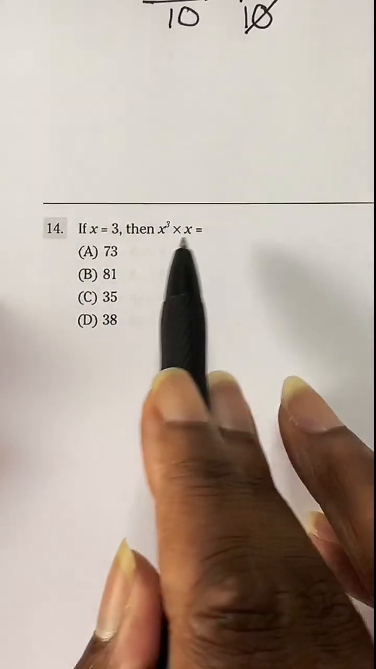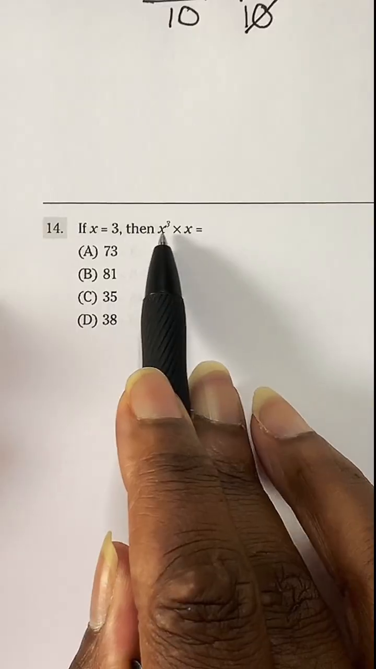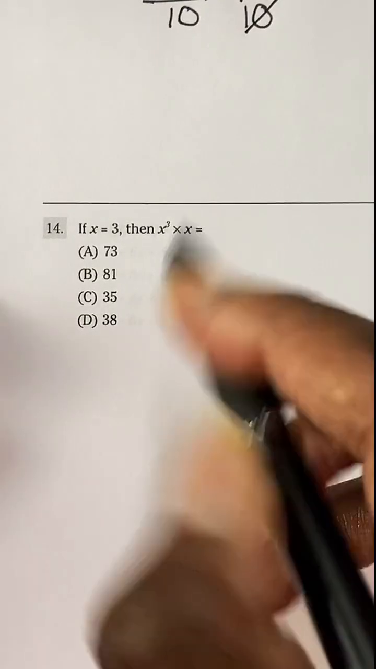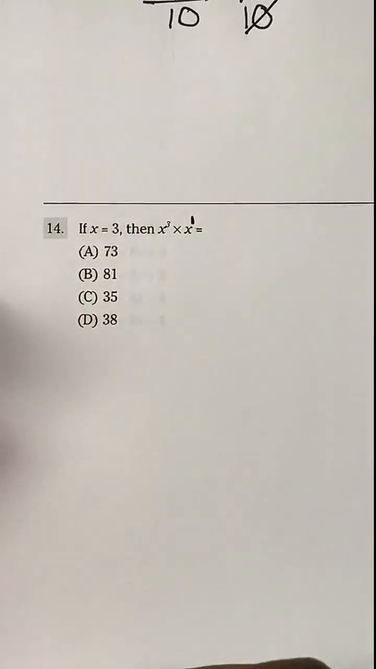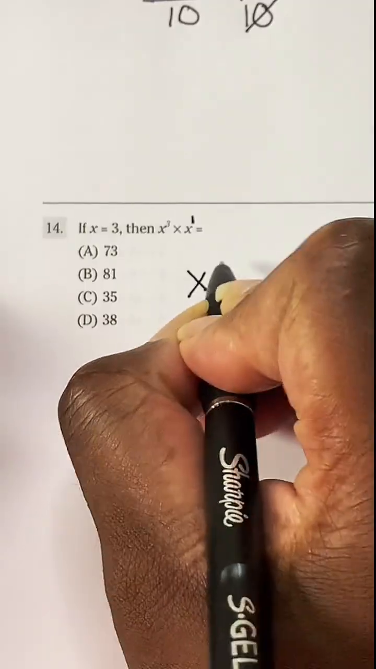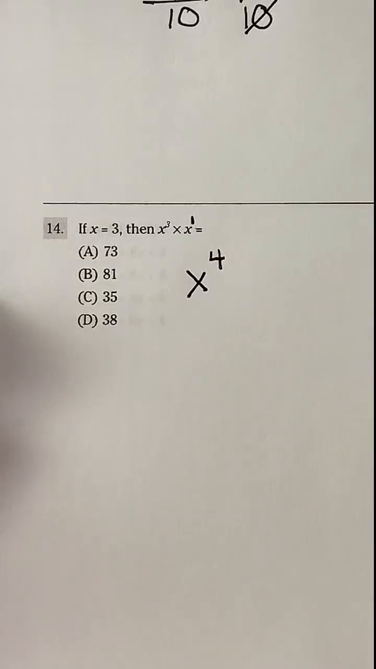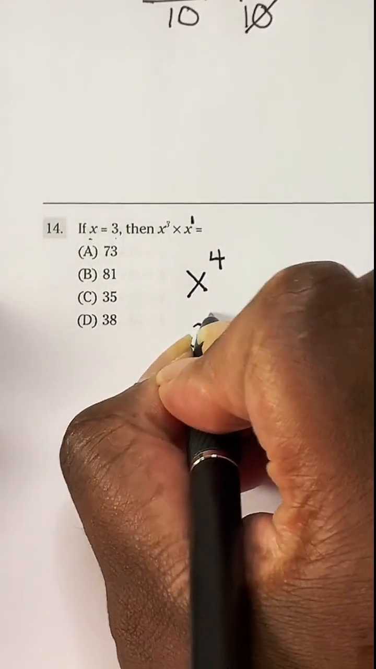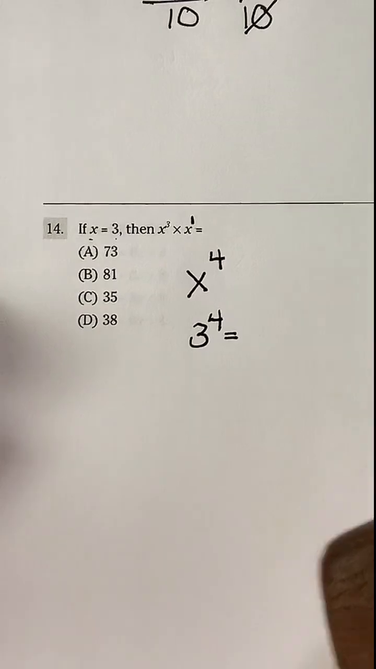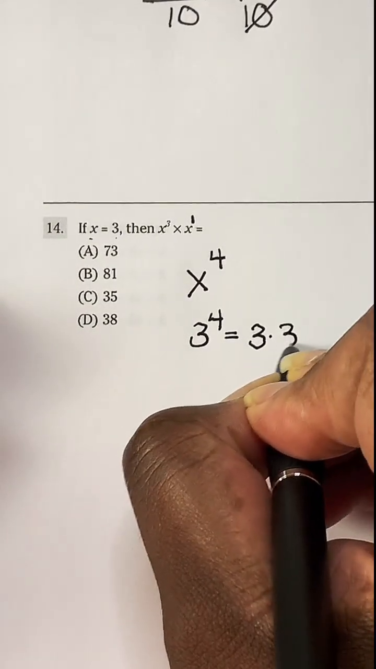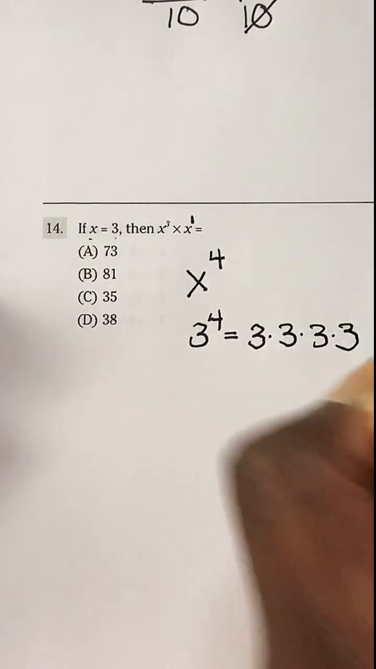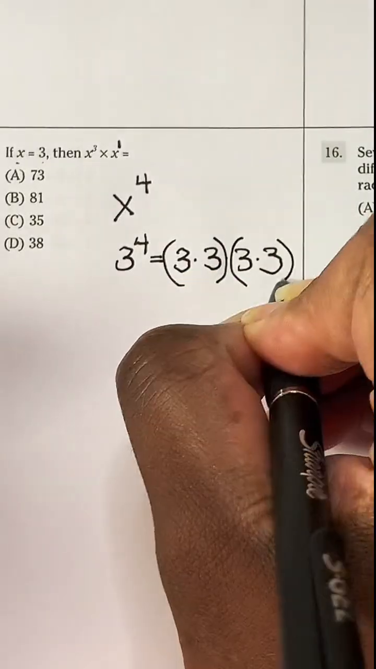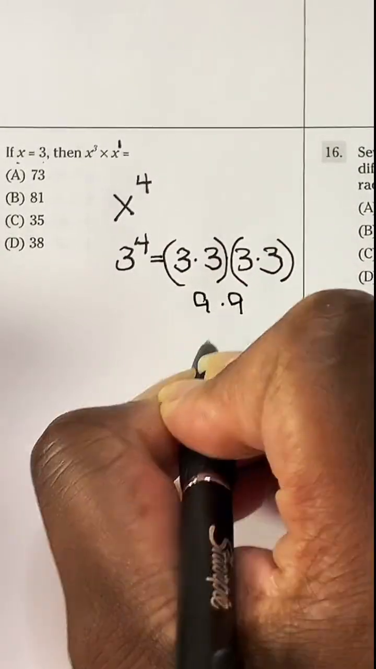All right, so think about it. You're multiplying. They have the same base, that means you can add the exponents. If you don't see an exponent here, it's assumed to be a 1. So if I add the exponents, that will give me x to the 4th power. But they're telling me that x is equal to 3. So that means I have 3 raised to the 4th power. Now 3 to the 4th power, that's simply 3 times 3 times 3 times 3. And if I want to group them, 3 times 3 gives me 9, and 9 times 9 gives me 81.